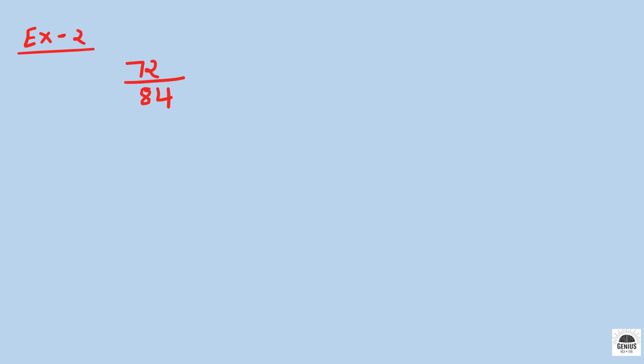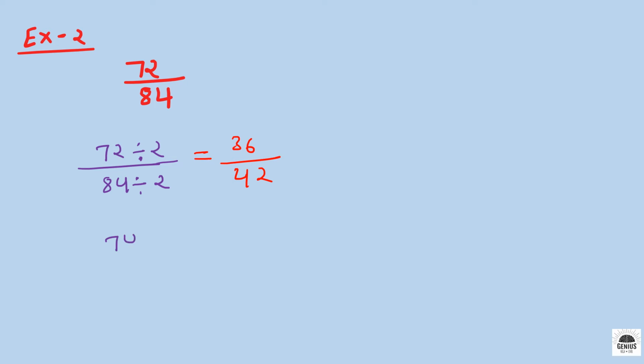By dividing the numerator and denominator by the same number, we can also get an equivalent fraction. Okay, let's take an example. We have to find the equivalent fraction of 72 by 84. We will divide 72 and 84 by a common factor. 2 is a common factor of 72 and 84, so first we will divide both numerator and denominator by 2. After dividing by 2, we will get 36 by 42. So 36 by 42 is an equivalent fraction of 72 by 84.